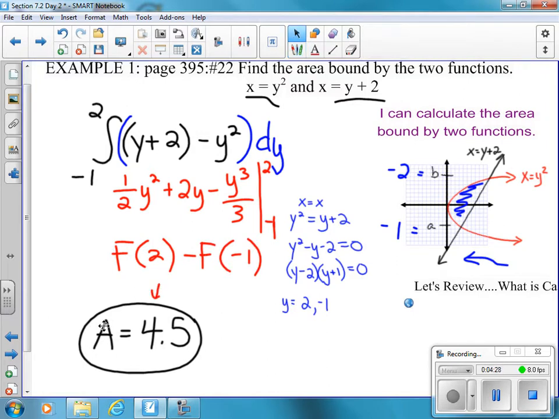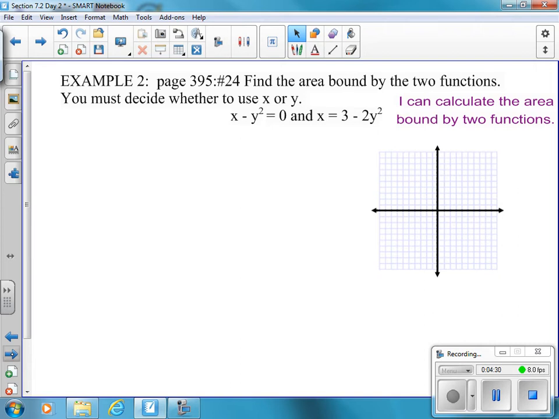All right, the second example, and last example we're going to do is page 395, number 24. And again, these are both set equal to x, but you need to actually graph these to check and see whether it's easier to do this using x or y. Because sometimes you will have a choice and you need to decide.